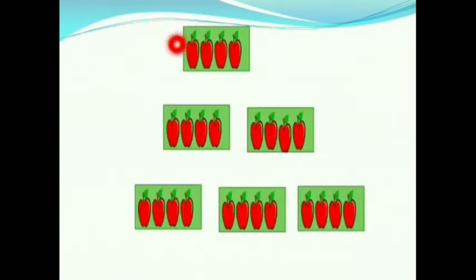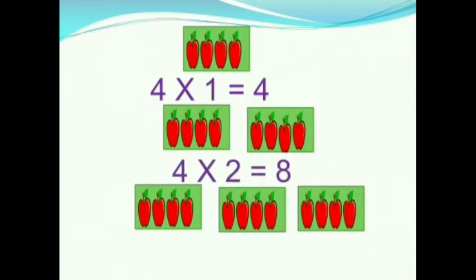Here we have one box which has 4 apples in it. So we will write 4 into 1. Here we have two boxes which have 4 apples in each. 4 is repeated 2 times. So we will write 4 into 2. 4 into 2 is equal to 8.